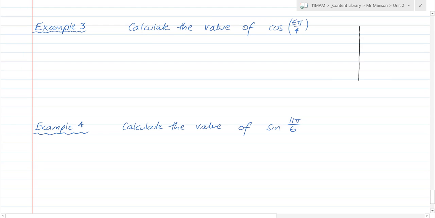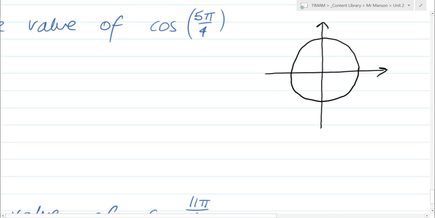The first thing I'm going to do, and hopefully the first thing that you will do in almost every case, is draw a unit circle and locate your angle. Draw a unit circle, locate your angle. Here's my circle. That wasn't bad actually, I'll take that.